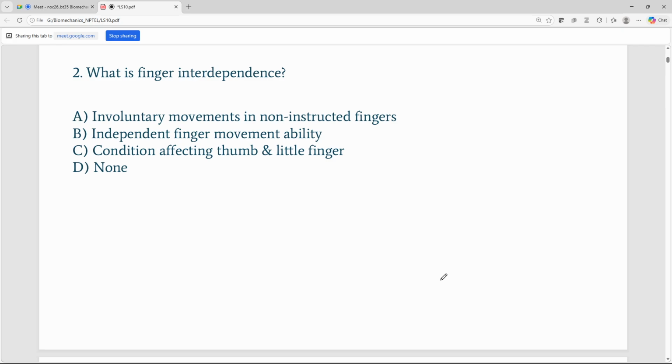Next question. What is finger interdependence? Option A, involuntary movements in non-instructed fingers when another finger moves. Option B, the ability of fingers to move independently without any external influence. Option C, a specific condition that affects only thumb and the little finger. Option D, none of the above.